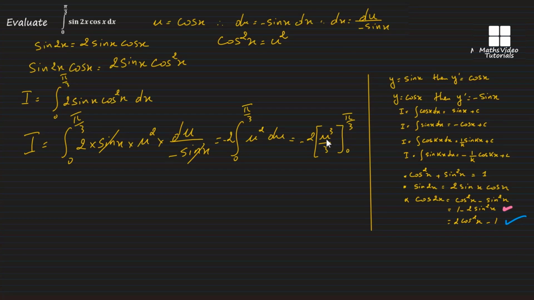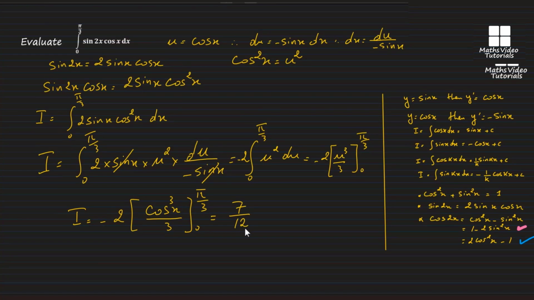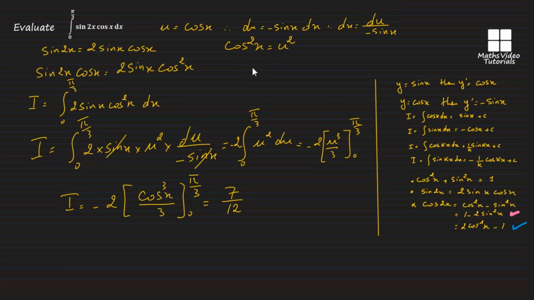Now, of course, I need to place back the u. So instead of u, we should have cos. So let's do that. It's going to be minus 2 of cos cubed x over 3 between 0 and pi over 3. And you can go ahead and grab your calculator and do this one here, and you should get 7 out of 12.